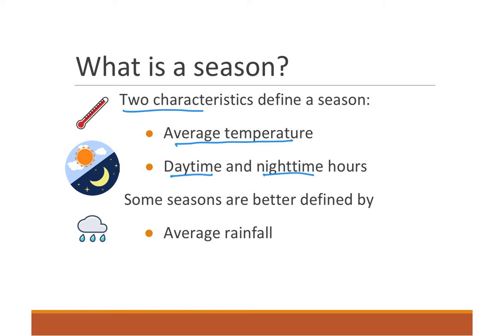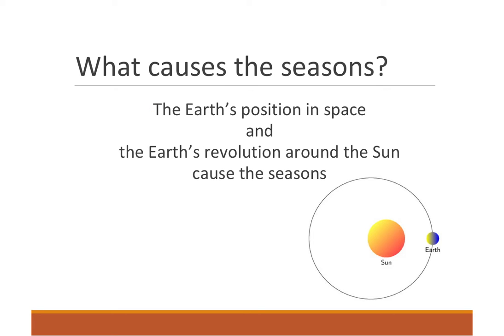There are also some places in the world where our seasons are better defined by the average rainfall because the average temperature and the average daytime and nighttime hour length doesn't change. But we're going to be focusing on these first two in this video. So there are two things that cause the seasons: the Earth's position in space and the Earth's revolution around the sun. And I'm going to talk about each of these individually.